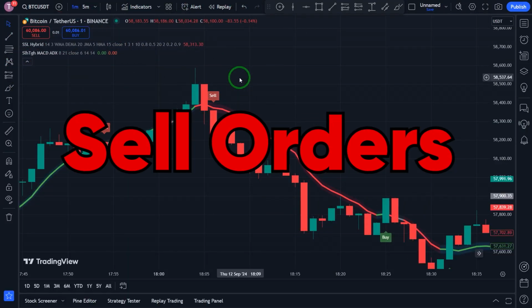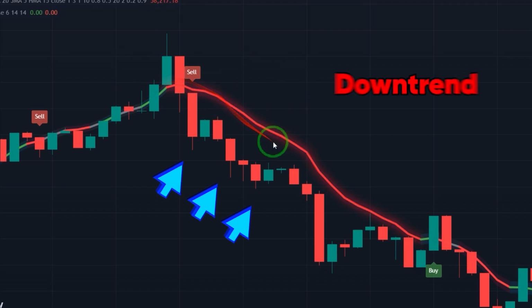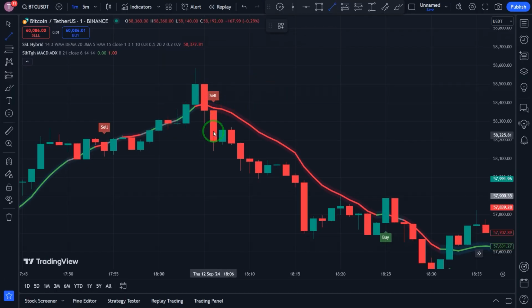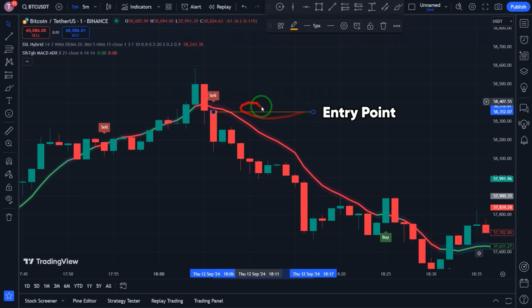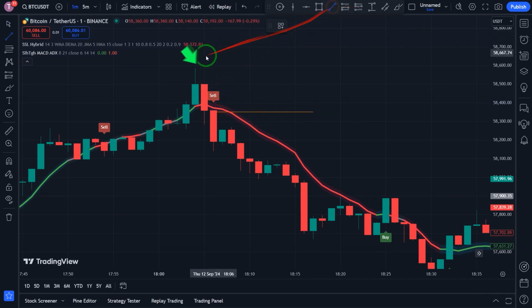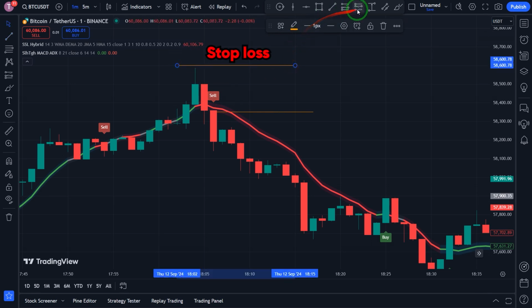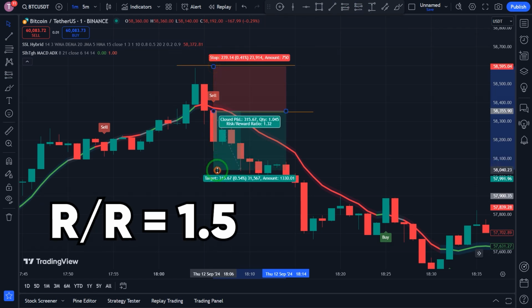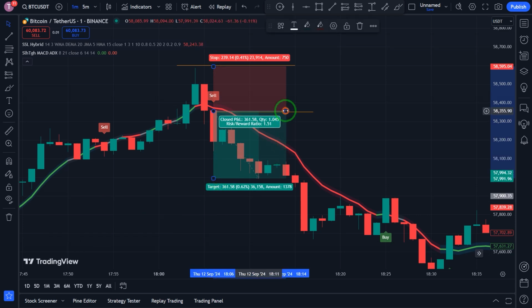For sell orders, we also need to ensure that we are in a downtrend. After that, we should look for a sell signal at these points. And when we find it, we consider that point as an appropriate entry for the trade. Now we can set our stop loss a bit above the last swing high. Now we enter the sell trade, and for the take profit, we just need to consider our risk to reward ratio of 1 to 1.5 and wait for this trade to close in profit.